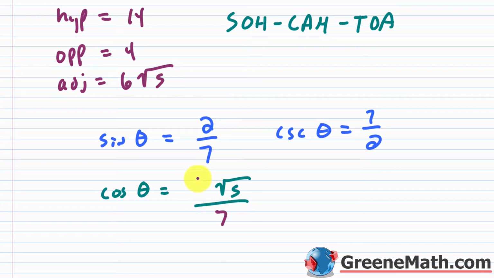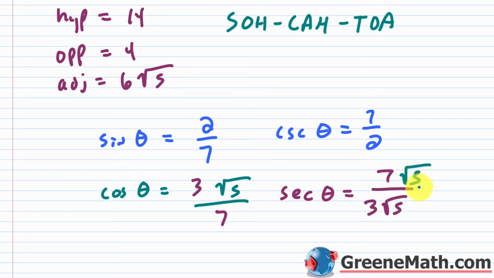Now, I'm just going to flip this, or again, find the reciprocal for my secant of theta. So that gives me 7 over 3 times the square root of 5. But I need to rationalize the denominator here. So I'll multiply this by the square root of 5. And I'll multiply this by the square root of 5. So that would give me 7 times the square root of 5 over 3 times 5, which is 15. Okay, so that would be my answer.